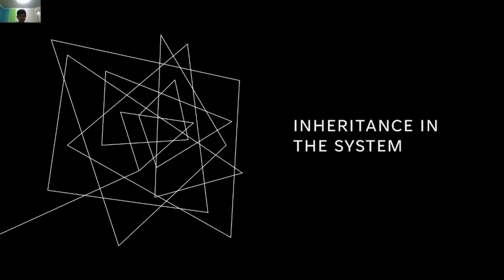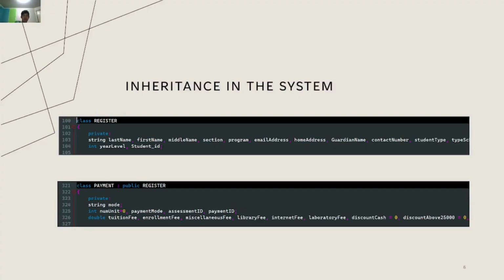Inheritance in the system. Now let's see how inheritance works in our enrollment system. We have a register class acting as the base class. This contains methods for capturing student information like name, year level, program, and potentially student ID generation. The payment class is the derived class. It inherits all the functionalities of register, like capturing student information. However, payment can then add its own specialized methods for calculating fees and assessments based on course type.